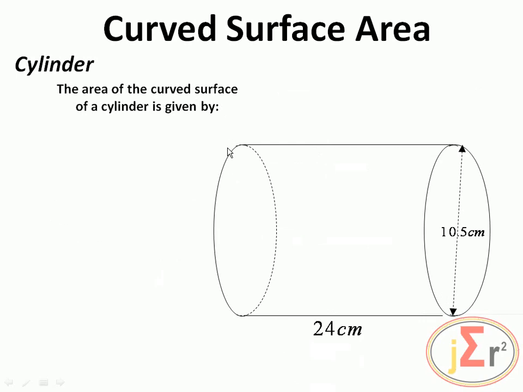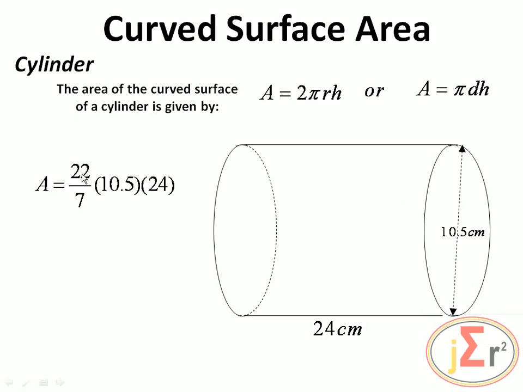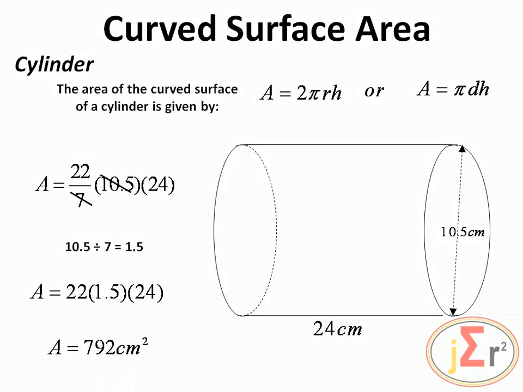For this one, the area of the curved surface, and we have the 2 formulae, and which one are we going to use? The one that pertains to the diameter, because the diameter is given right there. Right. So we have 22/7 times 10.5 times 24. That cancels, of course, we know that 7 into 10.5 is 1.5. And we have 22 times 1.5 times 24, and that turns out to be 792 centimeters squared.